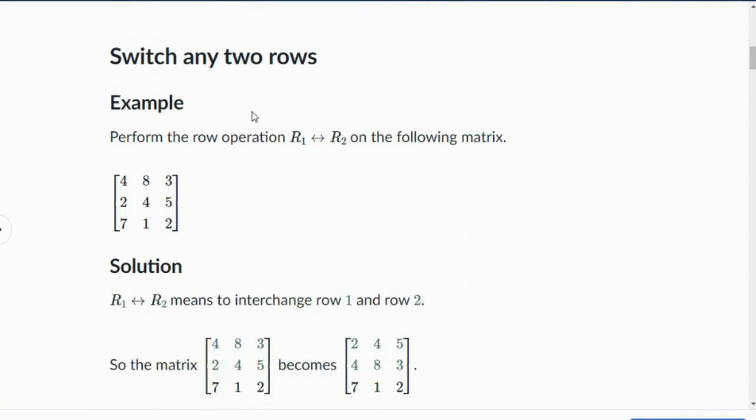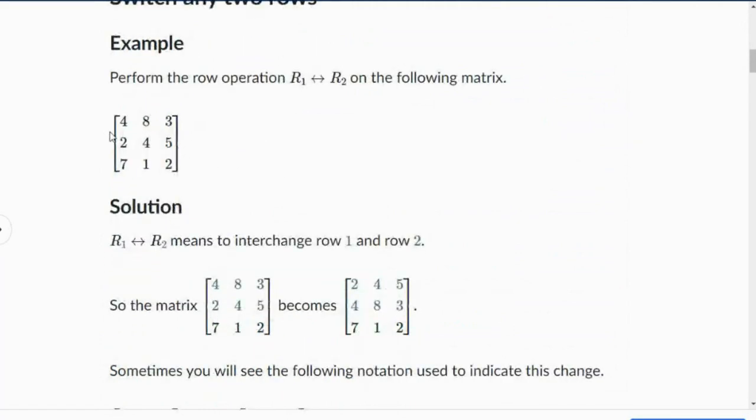Switching any two rows. This is how they write it. Perform the row operation, row 1, and then double arrows pointing both ways, row 2. And that means take row 1 and row 2 and switch places. So if the matrix originally looks like this, 4, 8, 3, 2, 4, 5, 7, 1, 2, and then we change that, now it's 2, 4, 5, 4, 8, 3, 7, 1, 2. Notice the 7, 1, 2 is still the 7, 1, 2. Nothing changed on the bottom. We just took the first and second rows and we replaced them.